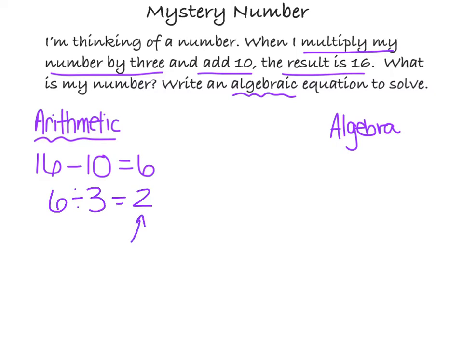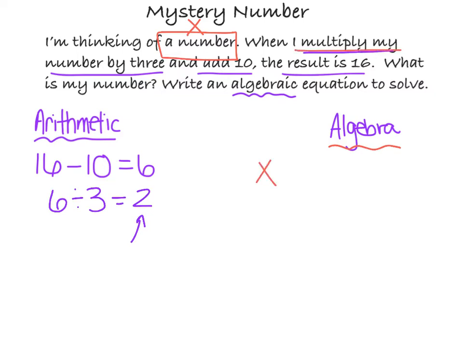Okay? What we want to do is algebra. We want to write an algebraic equation. So we want it to include a variable. And so the way that we do that differently is we go back to the beginning and say, okay, I'm thinking of a number. Well, we know in algebra, when we're using a number that's unknown, we use a variable like x. So I'm going to just say x.